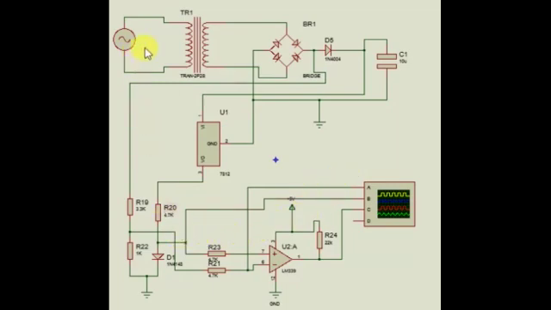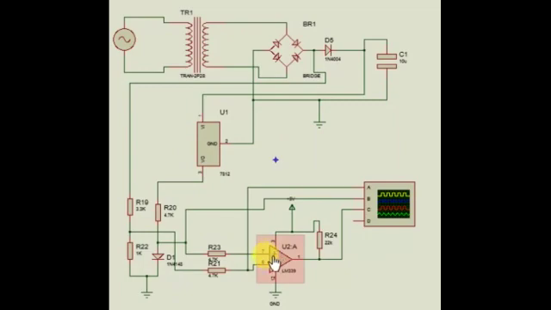So this is a step down transformer and bridge rectifier. Here pulsating DC is coming, and this pulsating DC goes to the inverting terminal. With the help of this capacitor filter to remove the ripple, as well as this 7812 voltage regulator, the voltage is regulated and given here. Across this IN4148 we will get 0.7 volt, and it goes to the non-inverting terminal of the comparator.